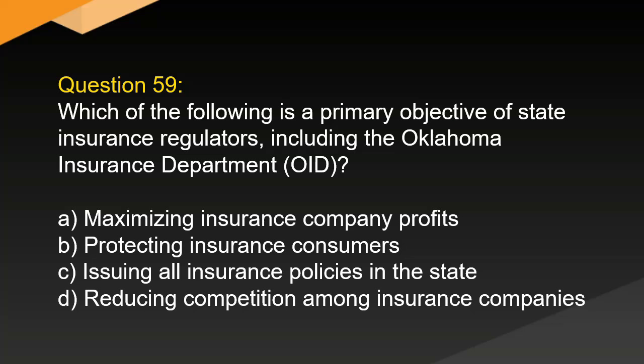Question 59. Which of the following is a primary objective of state insurance regulators, including the Oklahoma Insurance Department? A. Maximizing insurance company profits. B. Protecting insurance consumers. C. Issuing all insurance policies in the state. D. Reducing competition among insurance companies.